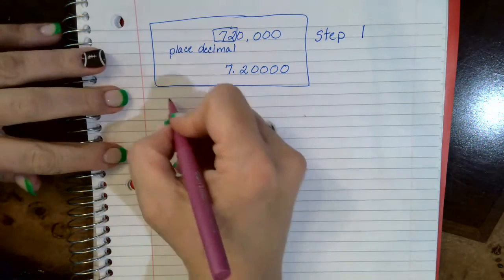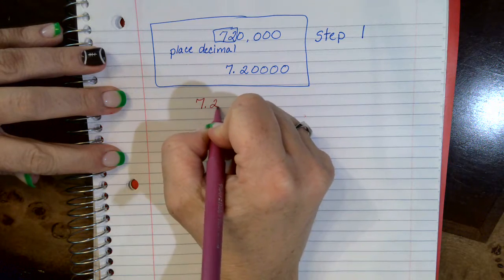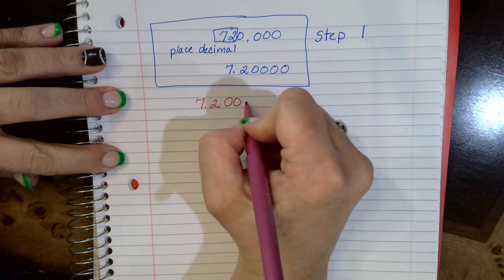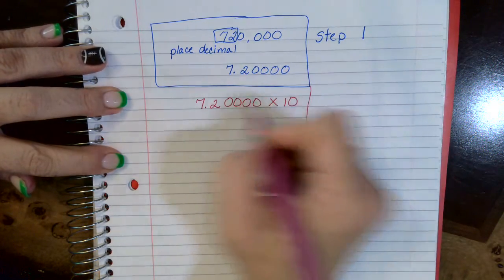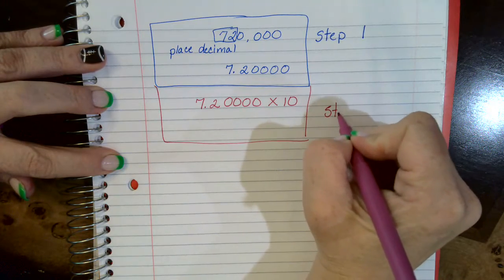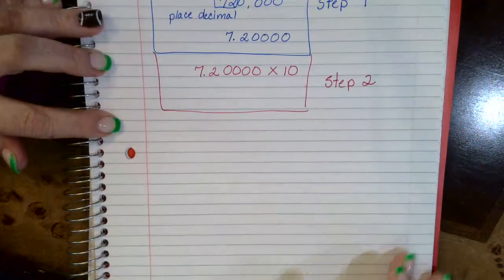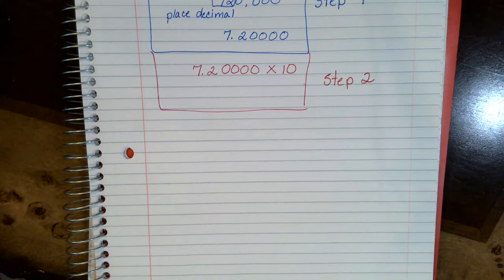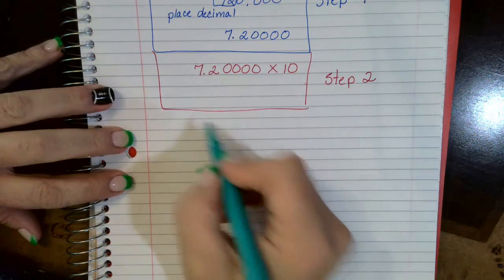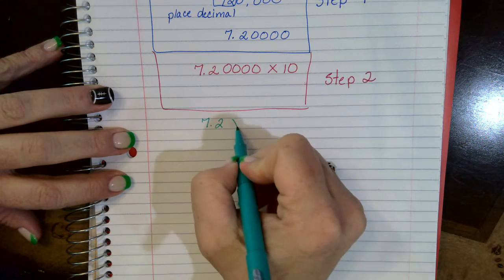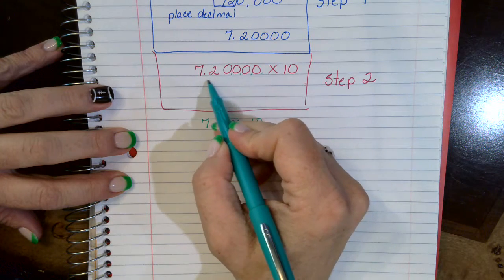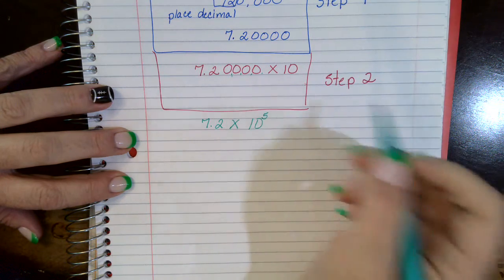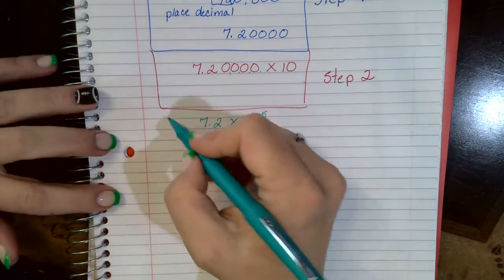Remember that step 2 is to multiply by 10. So we've got 7.2 times 10. This is step 2. And then step 3 is getting rid of some of those zeros and creating our exponent. So 7.2 times 10 to the 1, 2, 3, 4, 5th power. 7.2 times 10 to the 5th power. This is step 3.